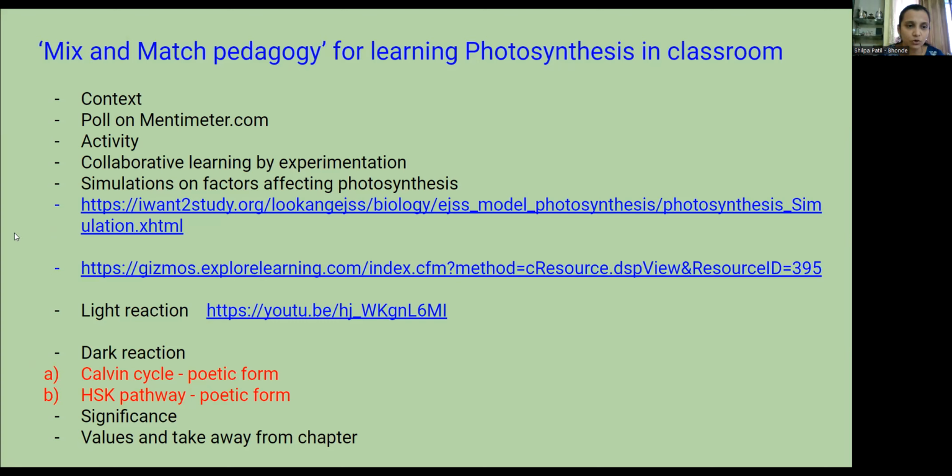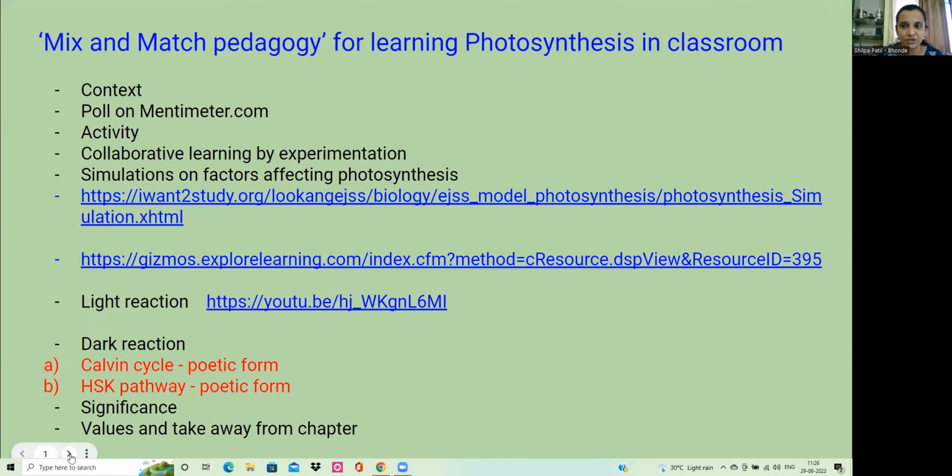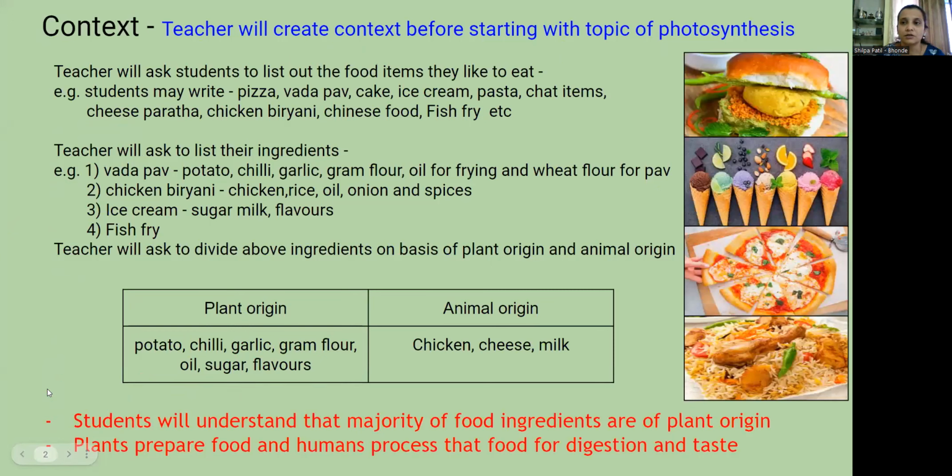Context. How can we create context for this chapter? For creating context, the teacher can ask students to list out the food items which they like or commonly eat. Probably students will like pizza, pasta, ice cream, vada pav, chaat items, Chinese food, non-vegetarian food like chicken, mutton, biryani, cheese paratha, sandwiches, fish fry. They can write anything, whatever they like.